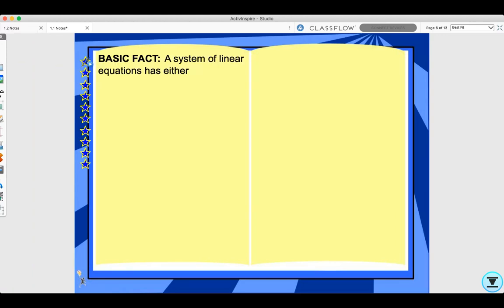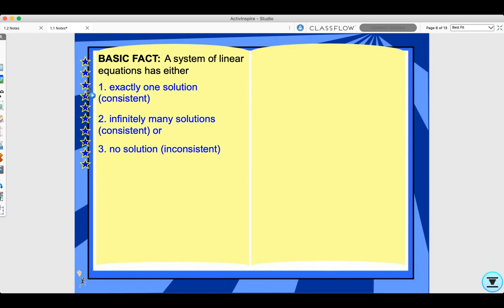Let's look at some basic facts. A system of linear equations has either one exact solution, which is consistent, infinitely many solutions, also consistent, or no solution, which is inconsistent. So when we're asking if a system is consistent, we're seeing if it has solutions. Consistent has one or infinitely many solutions. So remember that, and inconsistent has no solutions.